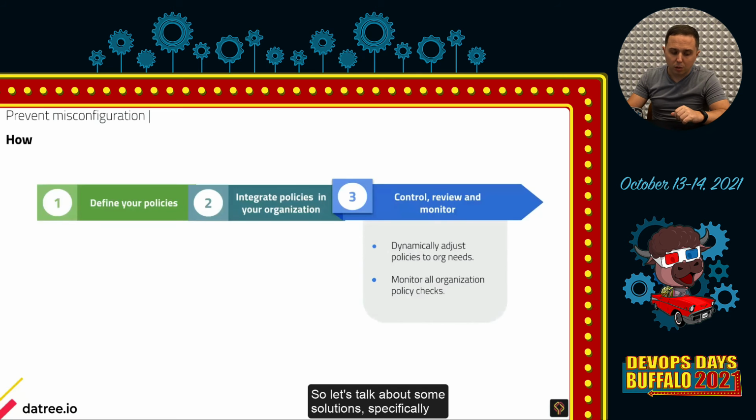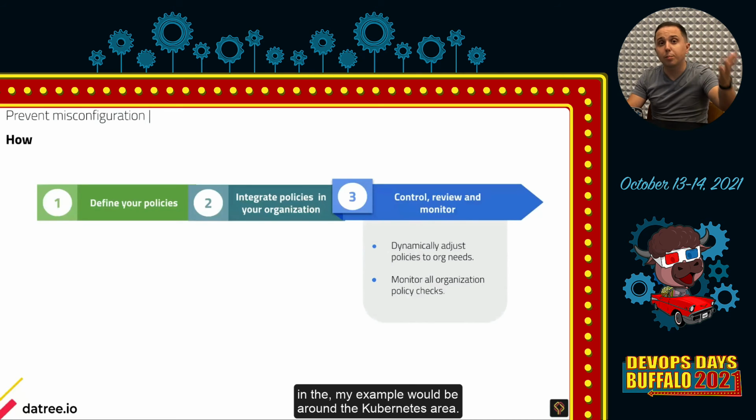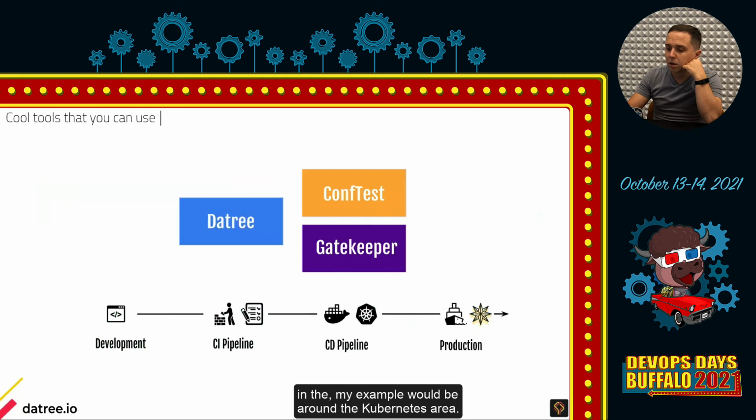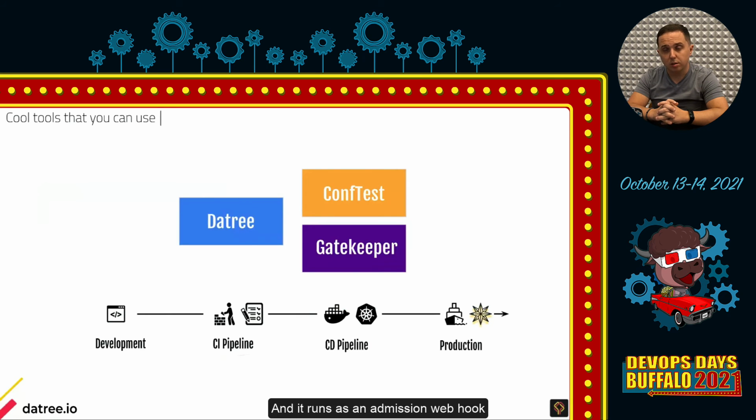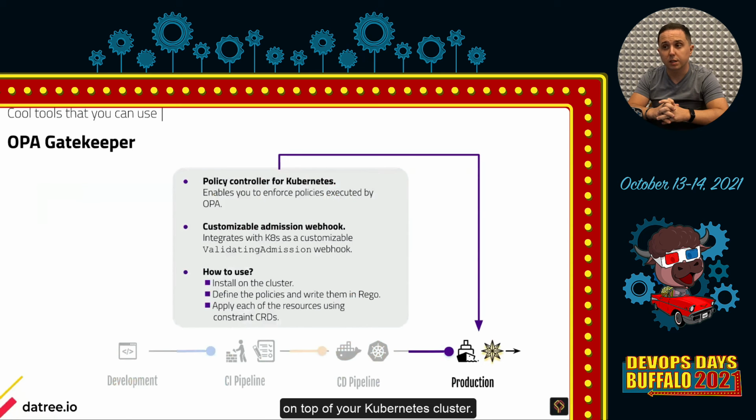So let's talk about some solutions. Specifically, my example will be around the Kubernetes area. So we're going to talk about the development, CI, CD, and production places. And I'm going to talk about 3 possible solutions in terms of policy management that you can use: the tree, conftest, and Gatekeeper. So Gatekeeper is a policy controller for Kubernetes, and it runs as an admission webhook on top of your Kubernetes cluster.